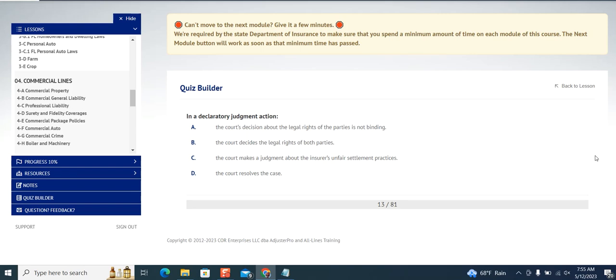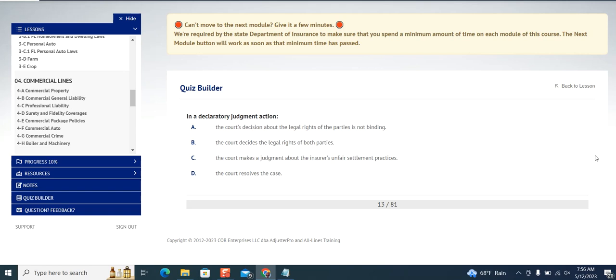In a declaratory judgment action, the court decides about the legal rights of the parties. It's not binding. The court decides legal rights of both parties. One of them definitions that Andrew forgot. Let me think about it.